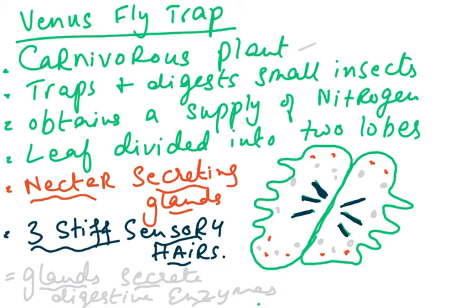So they have to get their nitrogen through digesting these insects. Sort of like how we eat proteins and get amino acids. This plant is also a carnivorous plant, and it gets its nitrogen supplies by digesting these insects which are trapped inside, because the two lobes are going to close up on each other and form a sort of pocket in which this insect is going to be digested.